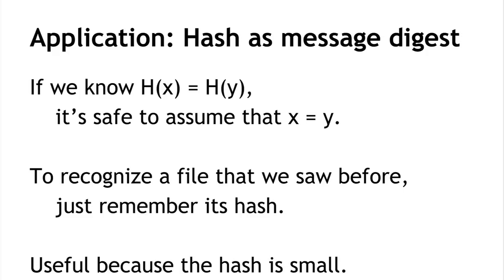Suppose, for example, that we had a file, a really big file, and we wanted to be able to recognize later whether another file was the same as the file we saw the first time. Right? So one way to do that would be to save the whole big file, and then when we saw another file later, just compare them. But because we have hashes that we believe are collision-free, it's more efficient to just remember the hash of the original file. Then if someone shows us a new file and claims that it's the same, we can compute the hash of that new file and compare the hashes.